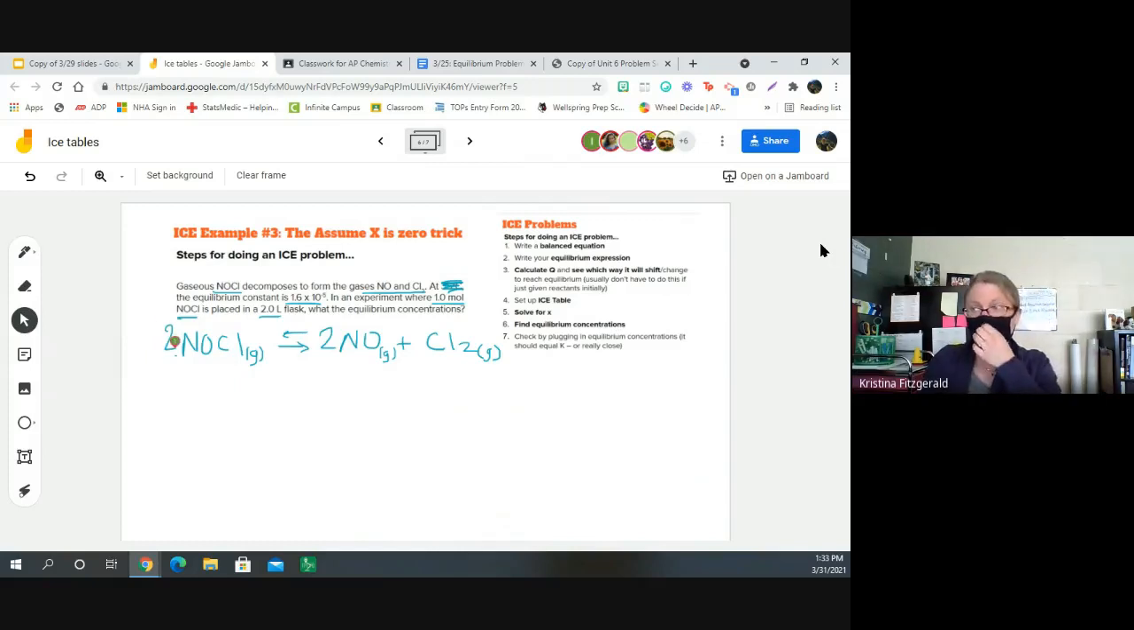All right, so that's our equation. It says it decomposes, so I know this is a reactant, and I know it makes this stuff, so these must be my products. Any questions on writing the equation from scratch? Because, you know, why not throw that in at this point?